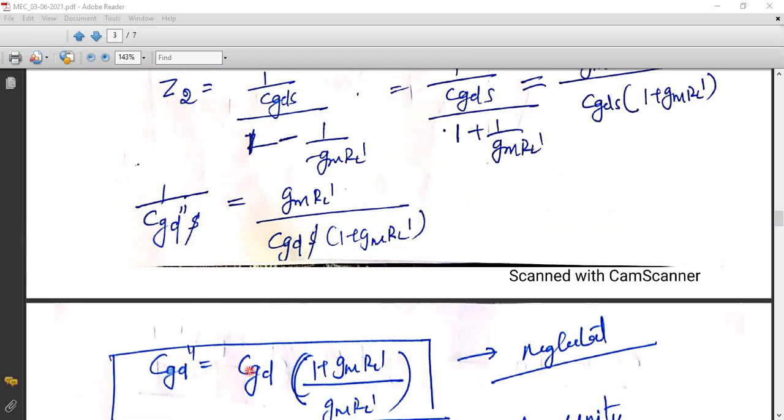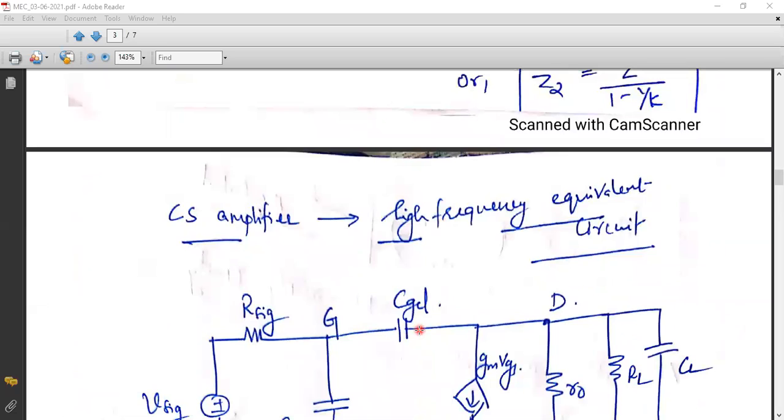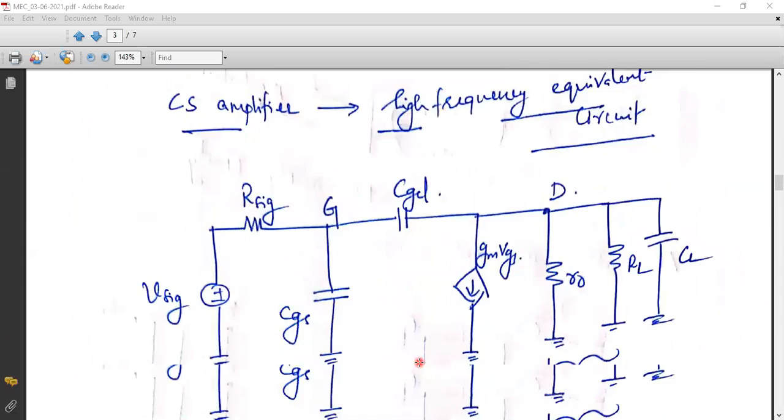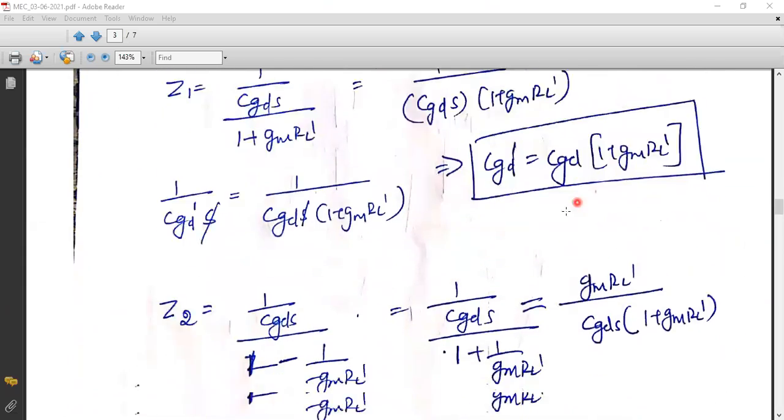So the effect of CGD I have contributed into two cases. One is CGD dash and another one is CGD double dash. Because originally, if you take CGD as a bridging capacitance, I don't want to place CGD over there because my analysis will become more tedious for complicated circuits. So what I have done is I have splitted this effect into two, that is CGD dash and CGD double dash, which I have derived as of now.